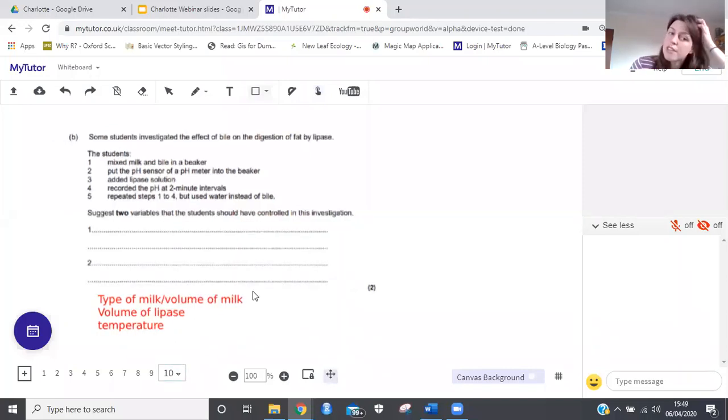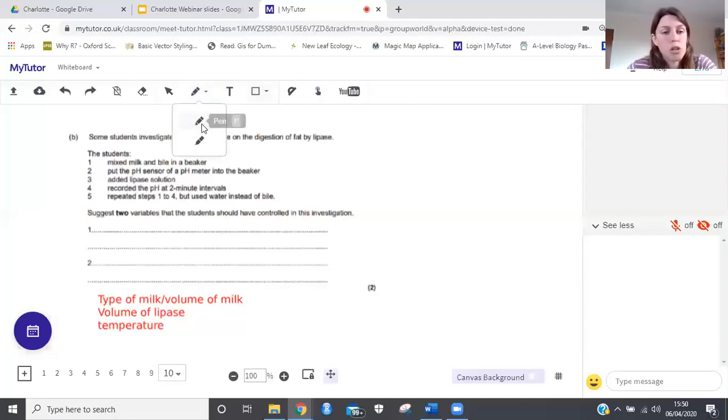Some students investigated the effect of bile on the digestion of fat by lipase. The students, 1, mixed milk and bile in a beaker. 2, put the pH sensor of a pH meter into the beaker. 3, added lipase solution. 4, recorded the pH at 2-minute intervals. 5, repeated steps 1 to 4, but used water instead of bile. Okay, so this is an experiment.